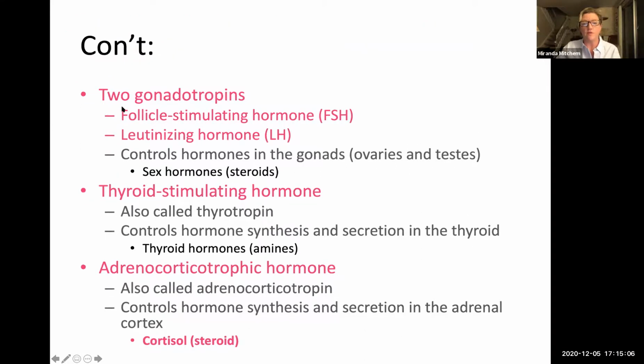We have 2 examples of the gonadotropins. So there's follicle stimulating hormone and then the luteinizing hormone. And these are associated with hormones that are in the ovaries or the testes. Thyroid stimulating hormone is in control of the hormones that are secreted and produced by the thyroid gland. So those are those amine-based hormones. And then the adrenocorticotropic hormone is responsible for controlling the production and synthesis of hormones that come from the adrenal cortex, specifically cortisol.